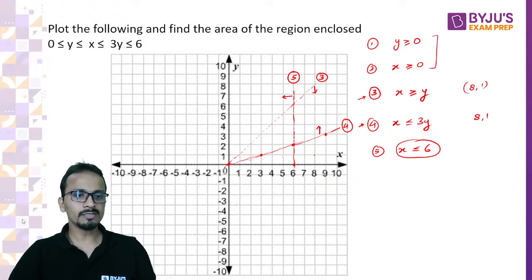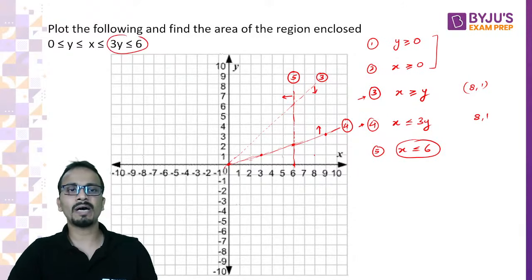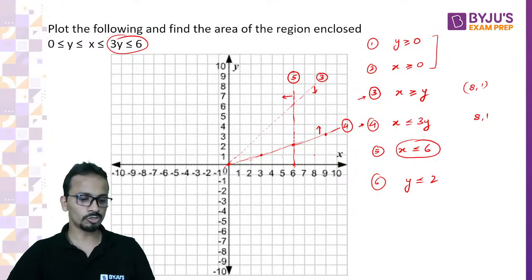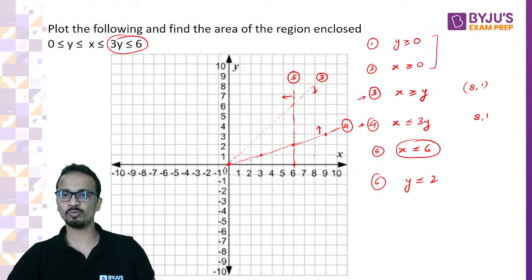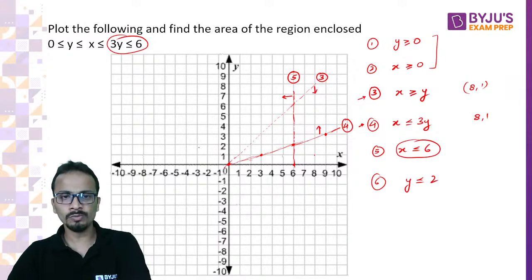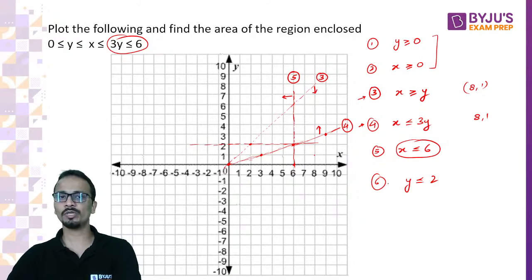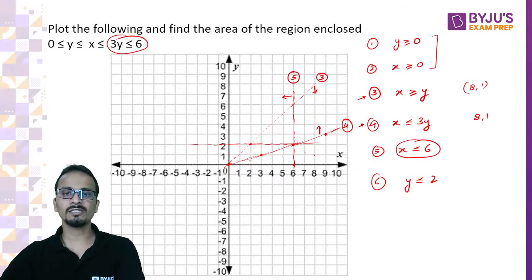Now last thing that I'll be plotting will be this part, and this one is y is less than equal to 2. So let's plot y equal to 2. So I have plotted y equal to 2. Alright. Now I have to plot y less than equal to 2. So I will consider the region which is lying below this line.